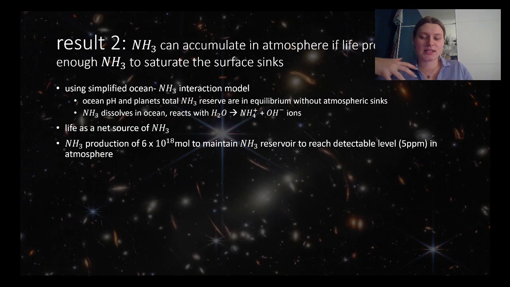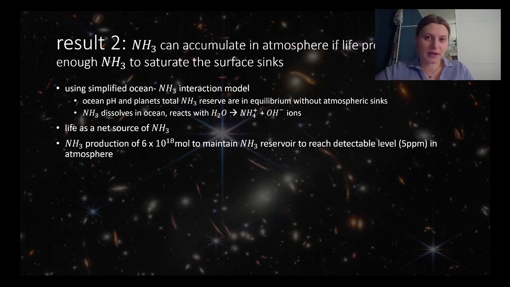Result number two is that NH3 can accumulate in the atmosphere if life produces enough NH3 to saturate the surface sinks. They studied that by using a simplified ocean-NH3 interaction model, where the ocean pH and the planet's total NH3 reserve are in equilibrium without atmospheric sinks. When NH3 dissolves in the ocean, it reacts with the water, and NH4+ and OH- ions get produced.